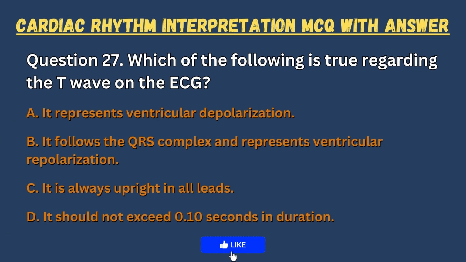Question 27. Which of the following is true regarding the T wave on the ECG? A. It represents ventricular depolarization. B. It follows the QRS complex and represents ventricular repolarization. C. It is always upright in all leads. D. It should not exceed 0.10 seconds in duration.